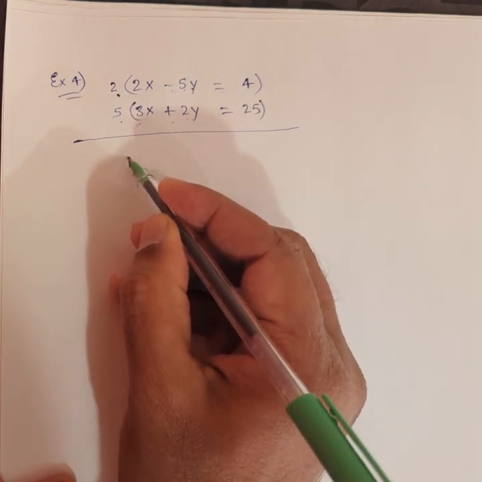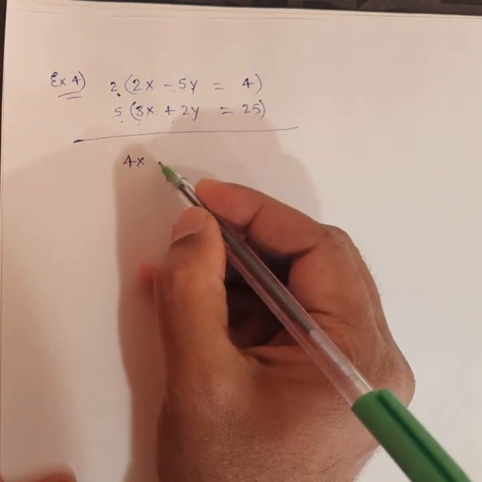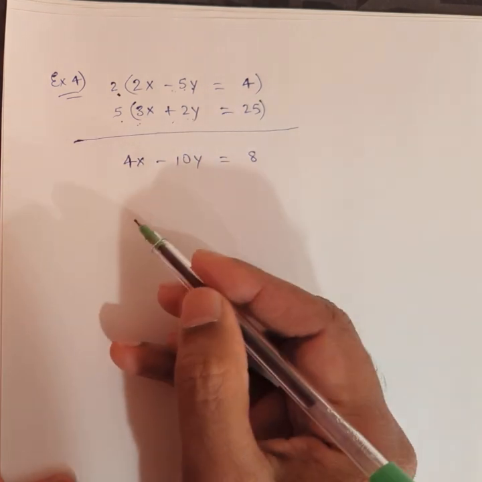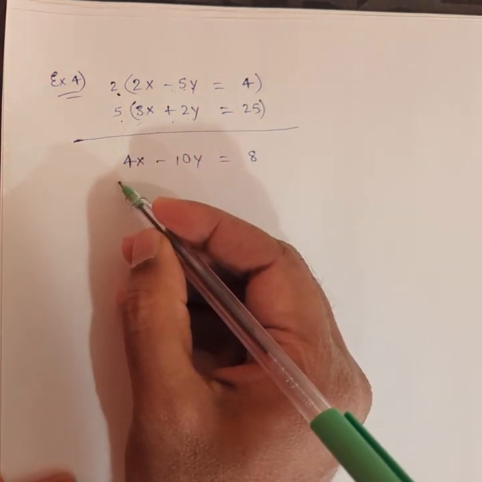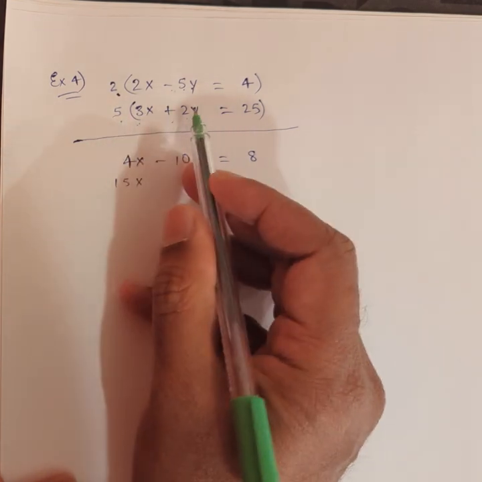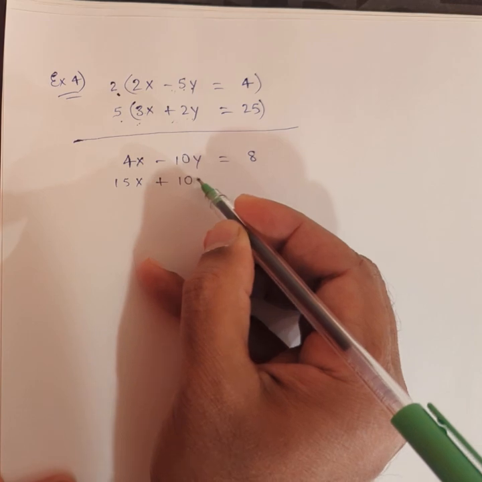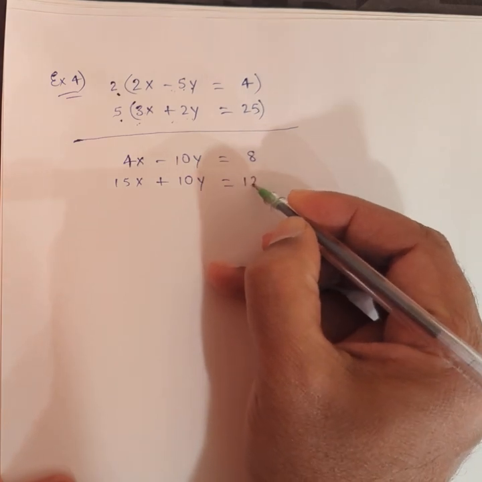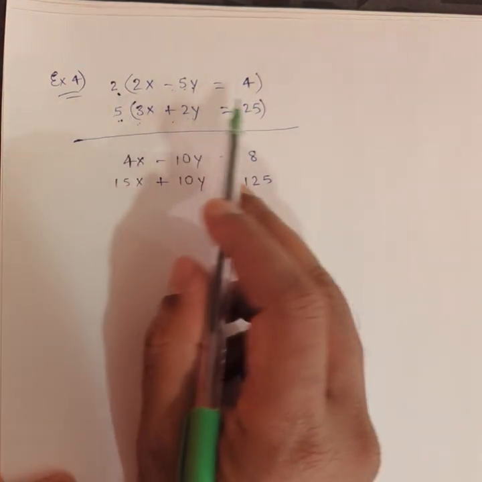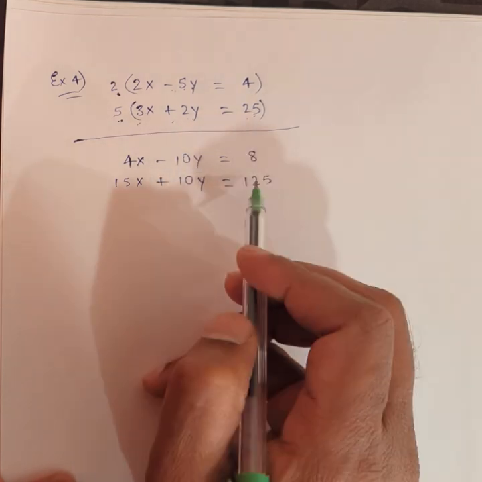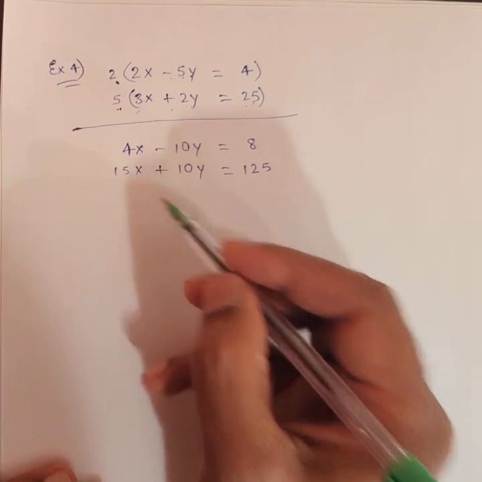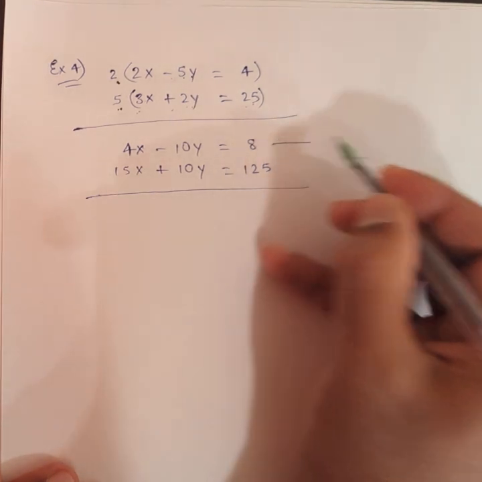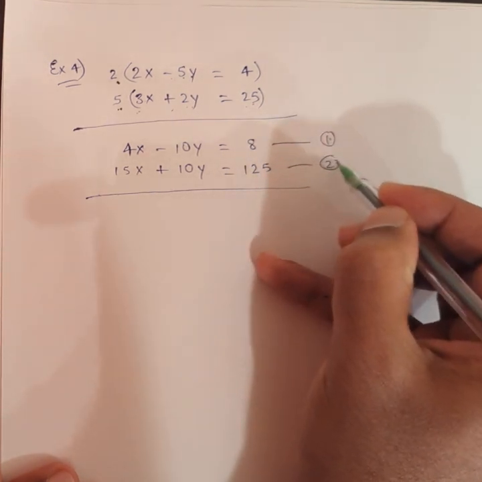The first equation becomes 2 times 2 is 4x minus 10y equal to 2 times 4 is 8. And the second equation becomes 5 times 3 is 15x plus 5 times 2 is 10y equals 5 times 25. That's a big number, but the answer is 125. I know that because 5 quarters is $1.25. So 5 times 25 is 125. So sometimes thinking about money will make math easier. All right, so let's call this equation 1, equation 2.